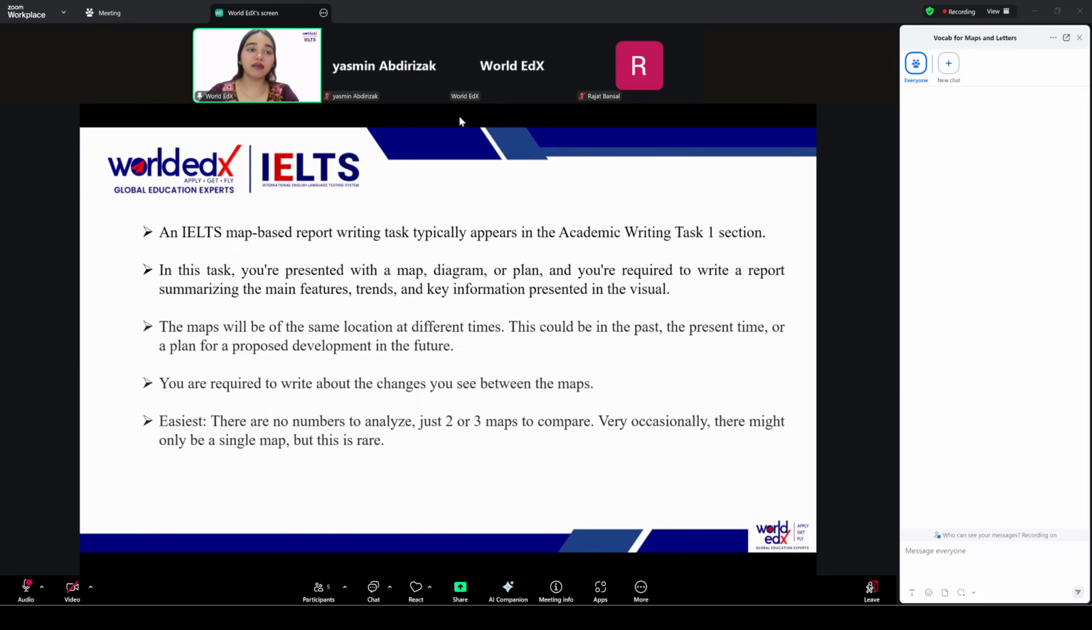So you should be able to use vocabulary as per the map. If it is saying this is a plan for the year 2030, you will not say you can see a map and there is a bridge, because then the tense would be future tense. So make sure that you are adhering to the grammatical rules, because of course grammar is one such band descriptor that is going to be constantly there throughout.